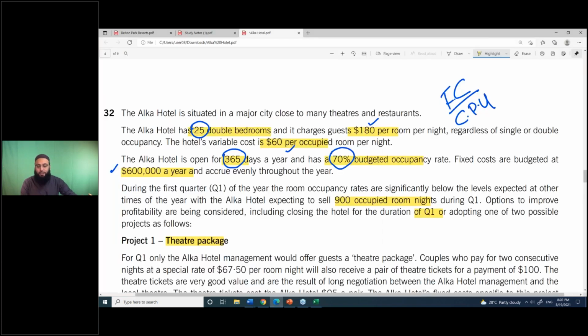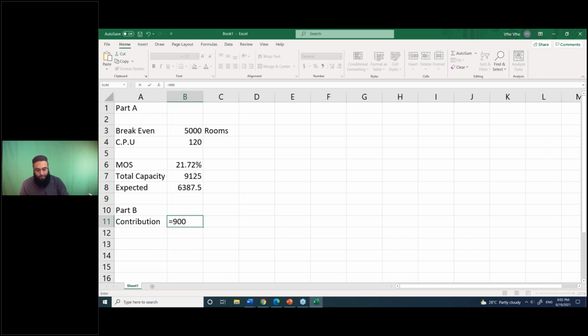And how many rooms do they expect to sell in quarter one? So you can see here, this is quarter one, and 900 rooms is what they expect. Okay, so it's very simple. I simply need to use 900 and multiply that with the 120 contribution. So this is 108,000, your total contribution, right? Because it's very clearly written that 900 rooms we plan to utilize.